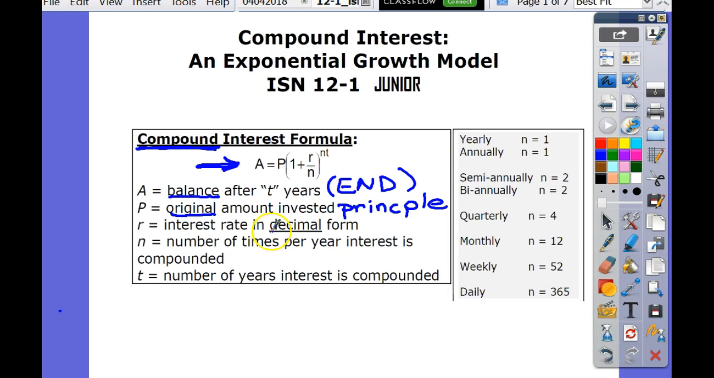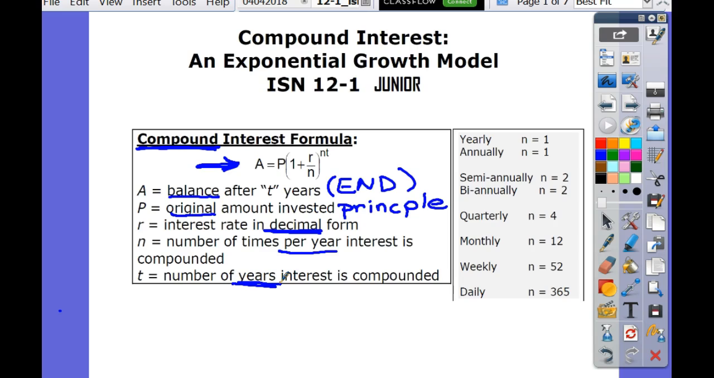The R is the interest rate, but in the equation it must be in decimal form. N is the number of times per year the interest is compounded, and T is the number of years.